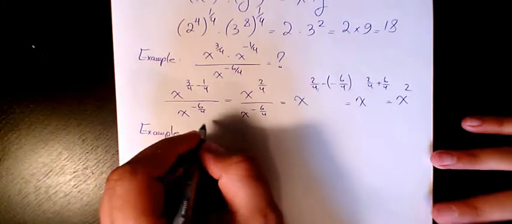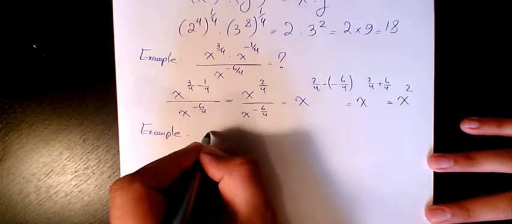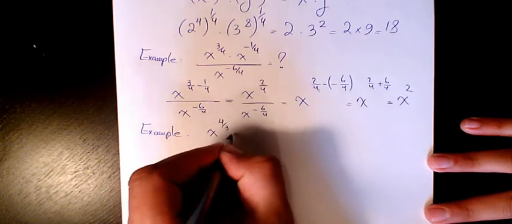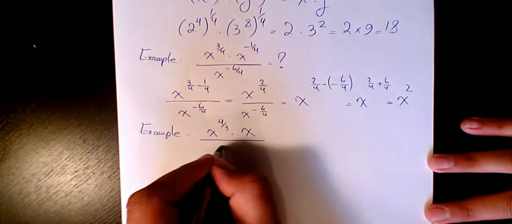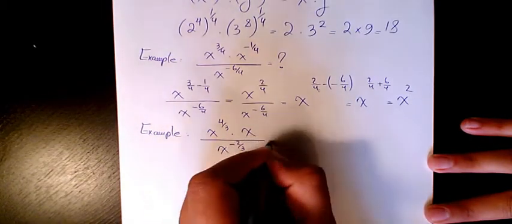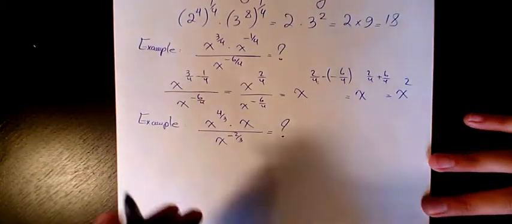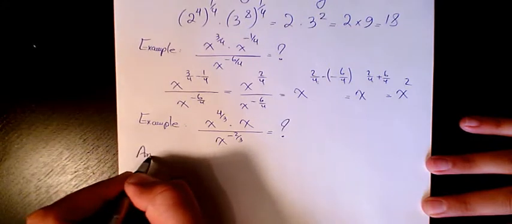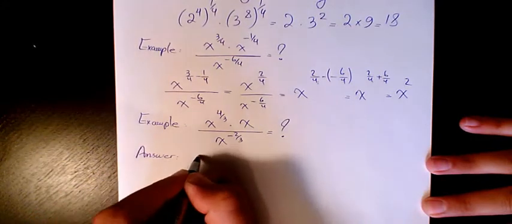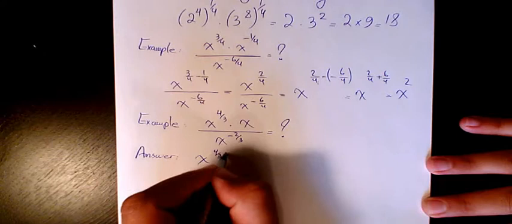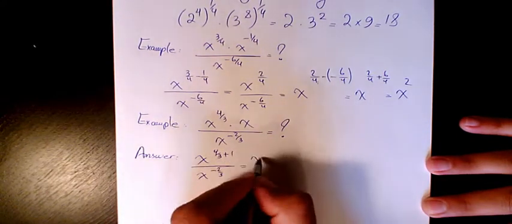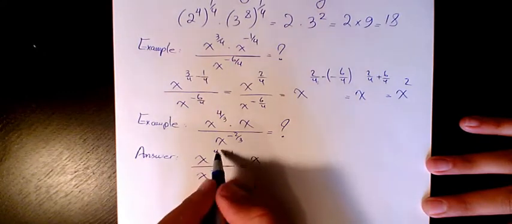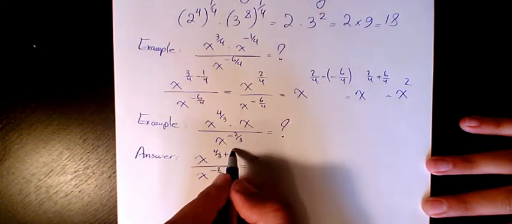We have x to the power of 4/3 times x divided by x to the power of negative 2/3. The answer is x to the power of 4/3 plus 1 divided by x to the power of negative 2/3. X to the power of 4/3 is going to be x to the power of 4/3 plus 3/3.